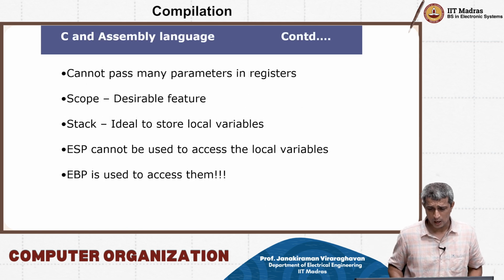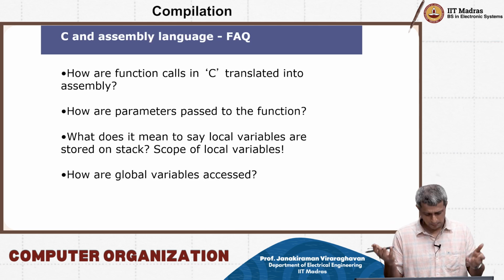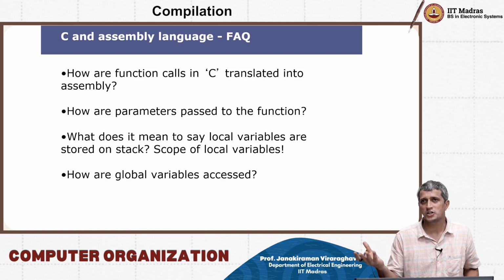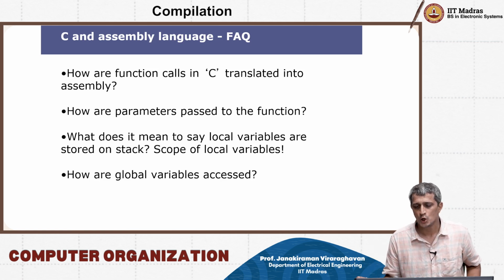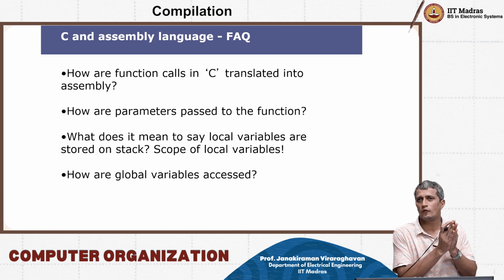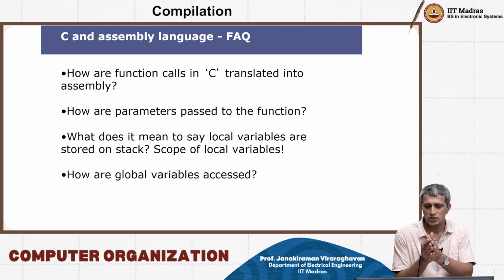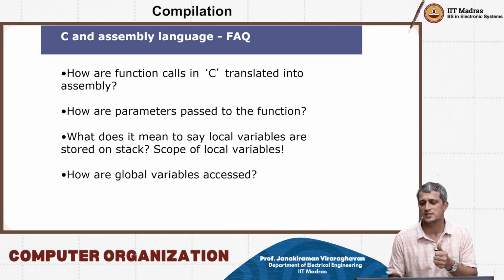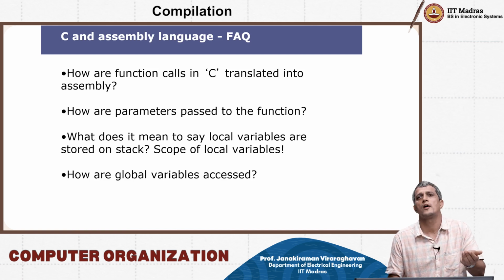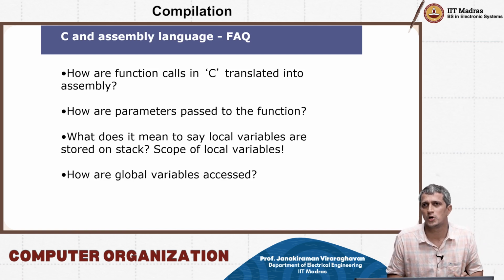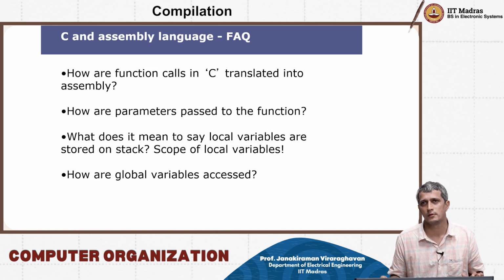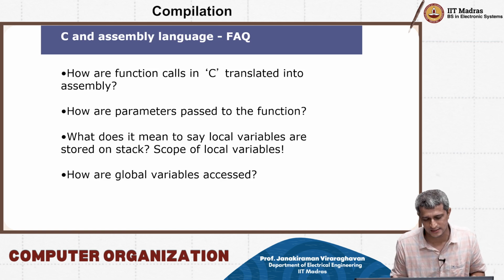Apart from this, what we also see are the functions and function calls. When we actually want to go from a C program to assembly language, we need to answer the following questions. How are function calls in C translated to assembly? It's very intuitive. You might argue that you have to use the call assembly instruction to do this. Of course, that is correct, but there is more to it. It's not just as simple as that.